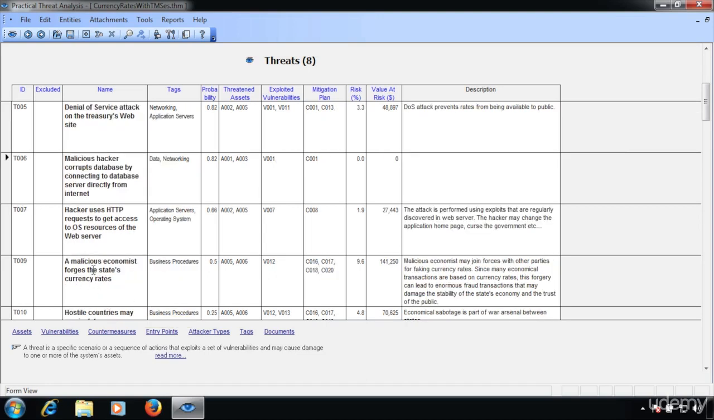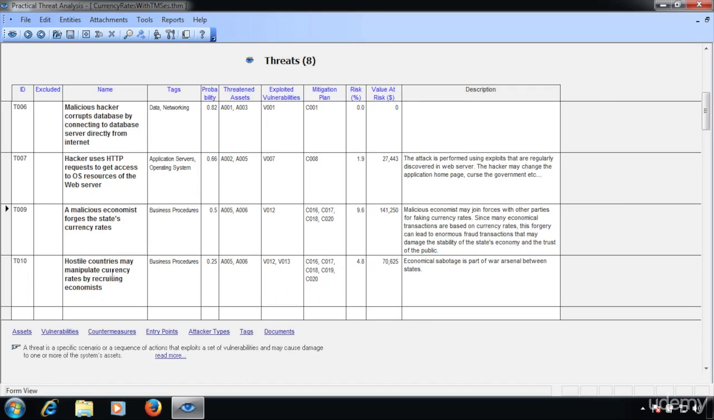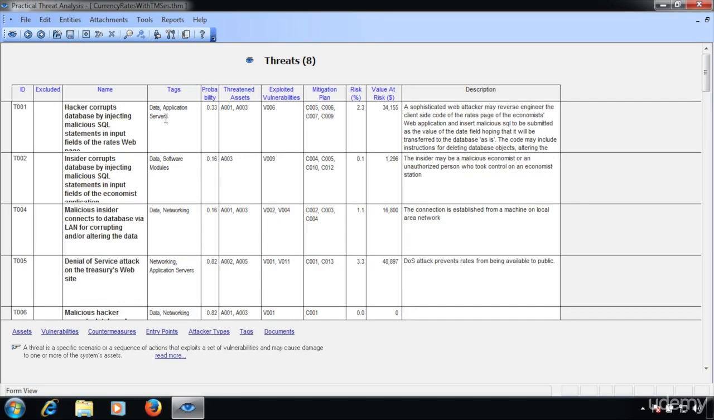Now we have here a malicious economist forging the state's currency rates. This is not an attack directed at us on our systems or our assets, but it affects us because if the state rates have been forged with wrong values, then we'll be affected, and hostile countries might manipulate currency rates by recruiting economists. Really, this is also not a direct attack on our assets or our facilities, but it affects us highly.